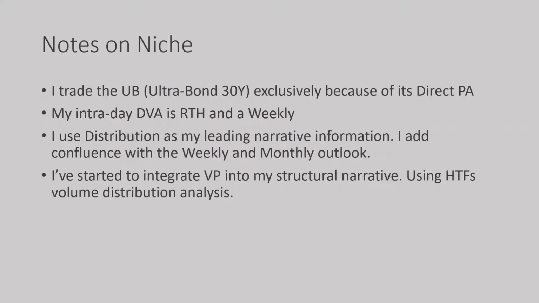I trade the Ultra Bond exclusively. Right now, my intraday DVA is RTH. I have gotten rid of, this is a typo, I've gotten rid of the weekly. It's not a part of my charts anymore, so don't worry about that. I use distribution and structure as my leading narrative information. Then I look to add confluence with the monthly and weekly VWAPs.